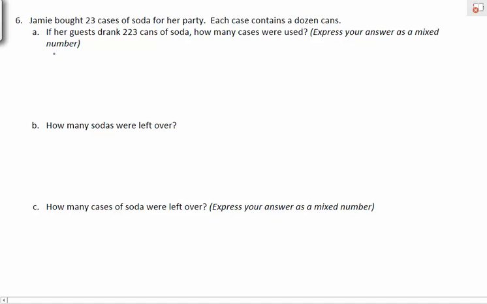So we know there was 223 cans consumed, and there are 12 cans per case. So we just need to divide. How many times does 12 go into 223? Well, 12 goes into 22 once. Subtracting 12 leaves us with 10. Bring down the 3. 12 goes into 103 8 times.